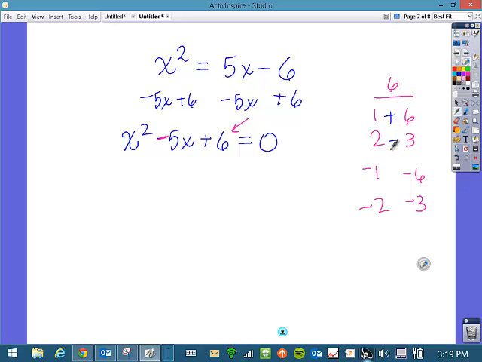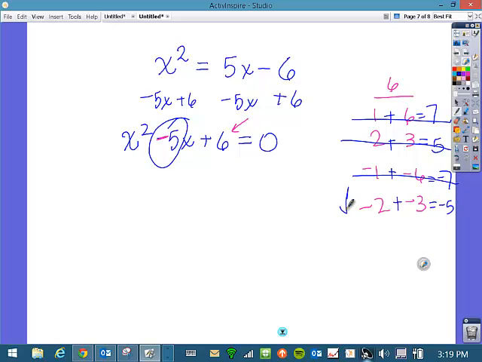Then remember, you want to go add all of these together. 1 plus 6 is 7, but I really want it to add up to negative 5. So 2 plus 3 is 5. I want negative 5, not positive 5. So negative 1 plus negative 6 is negative 7. That's not the same thing. And then negative 2 plus negative 3 is negative 5. Ding, ding, ding! We have our winner. So again, I'm going to set up my parentheses.